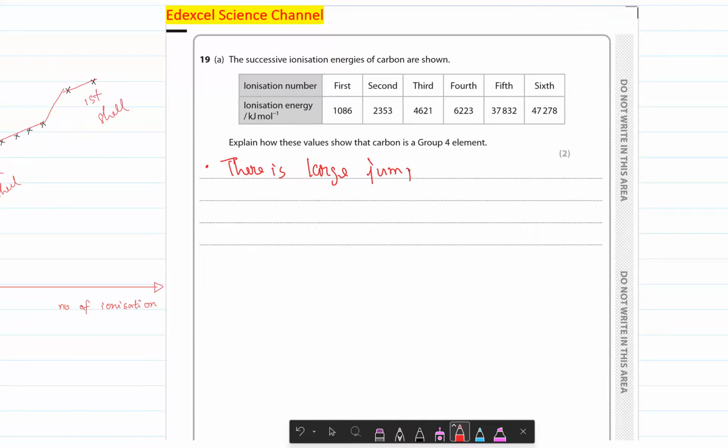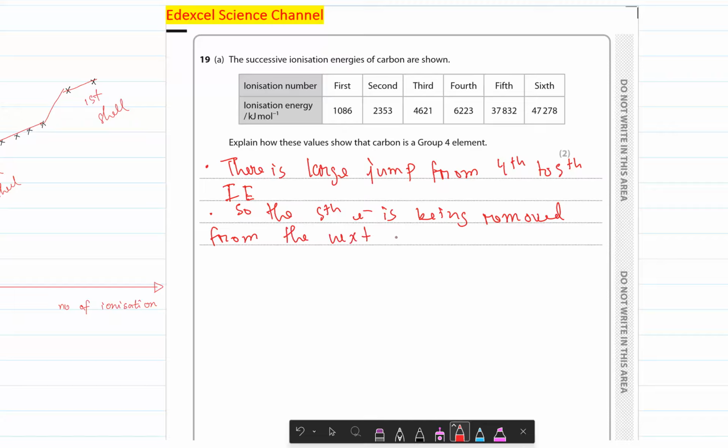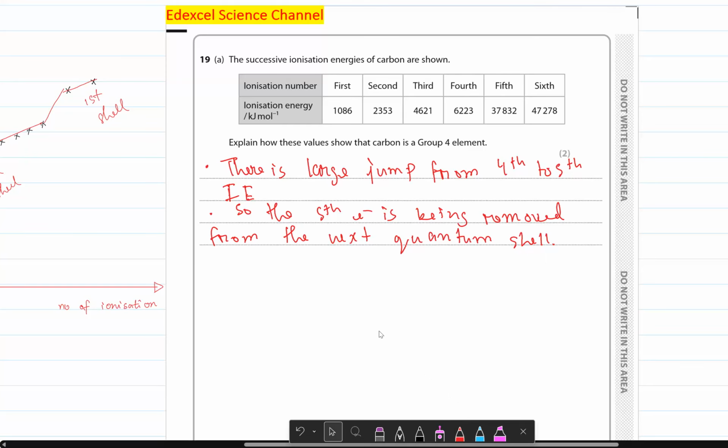large jump from fourth to fifth ionization energy. So the fifth electron is being removed from the next quantum shell. Okay. So that is how you know that carbon is a group 4 element.